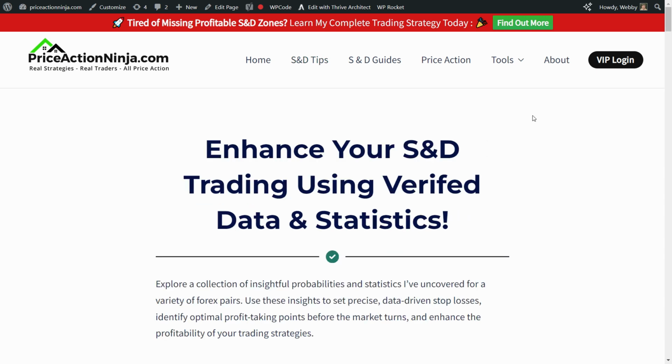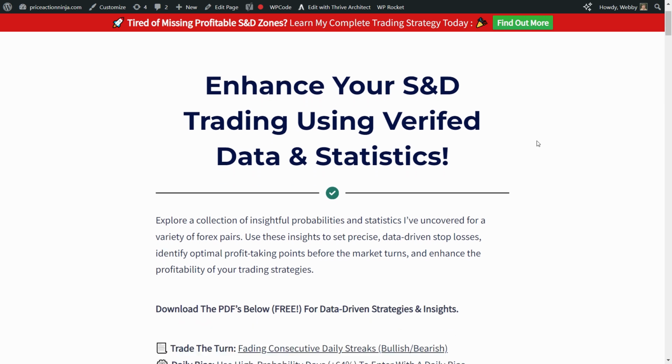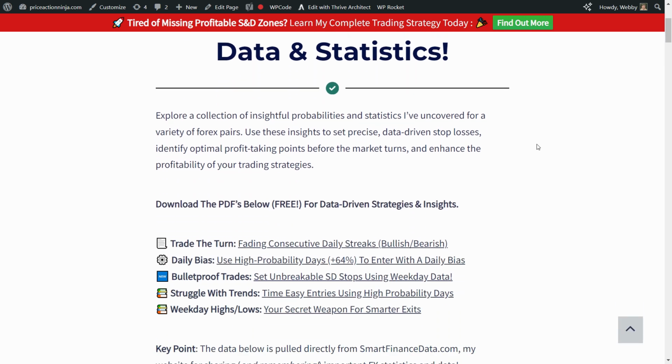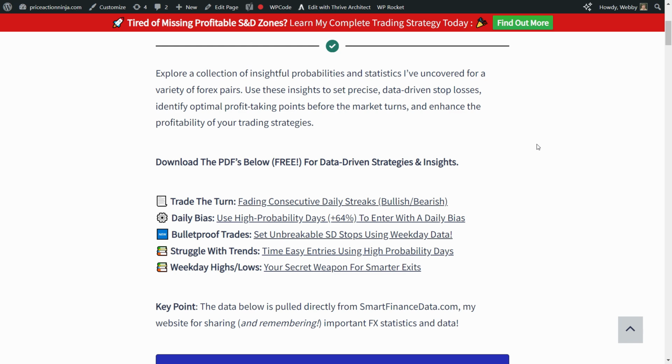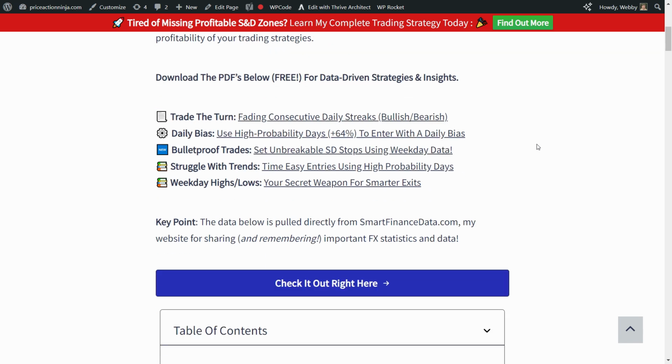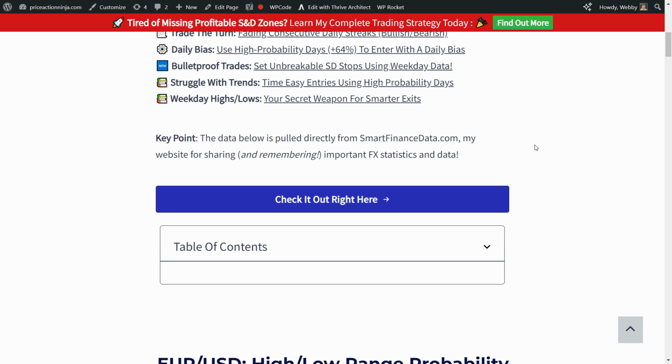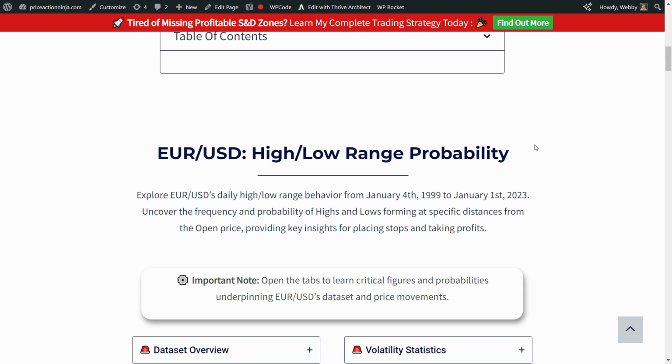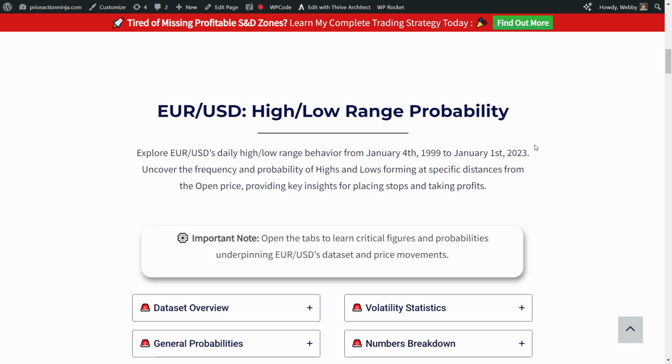We also have my data insights page. This will add a whole new data-driven component to your trading, and it's not backtesting or anything like that either. It's using statistics and probabilities to enhance your understanding of the market. We'll get to that a little bit later though. First, let's start with what you're probably all here for, and that is my supply and demand course.